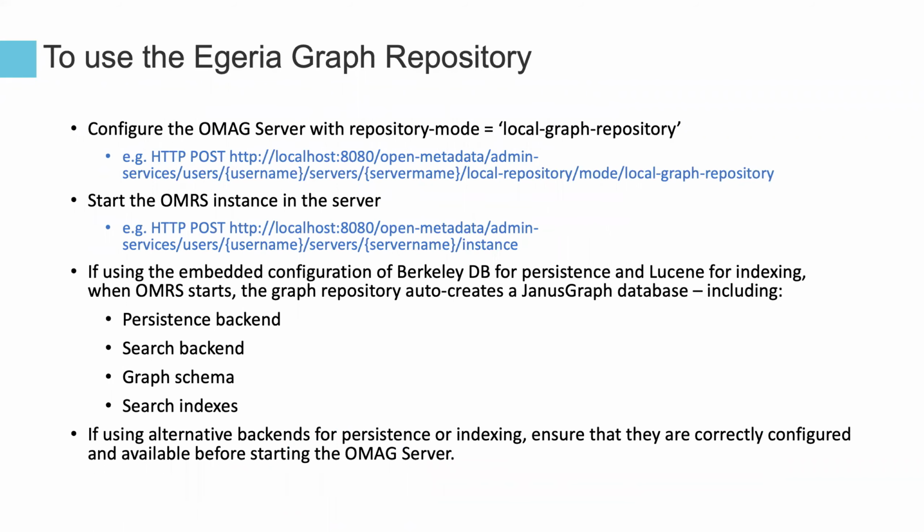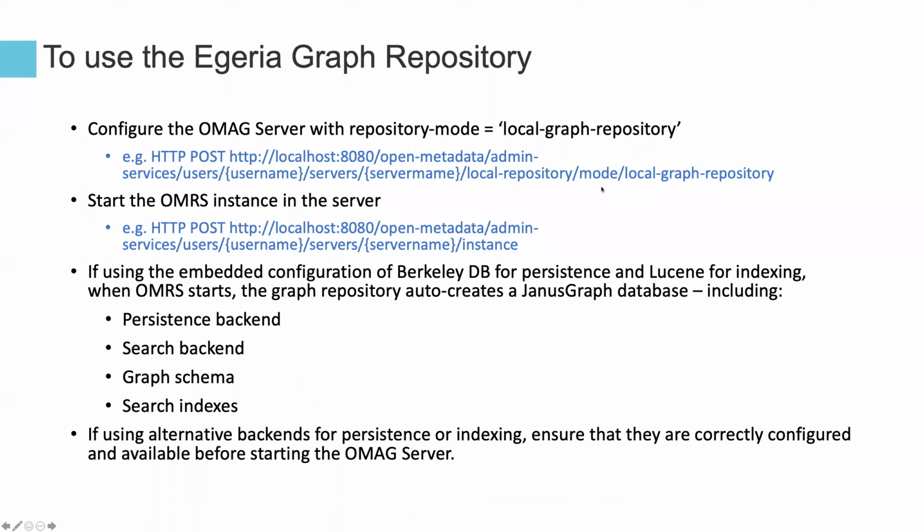So how do you use it? How do you start up a server and get it to run a graph repository? Well, basically, when you're configuring your OMAG server, that's Open Metadata and Governance, by the way, you just set the repository mode to local graph repository. And you can do that by posting to that URL. You can do basically post-based configuration.